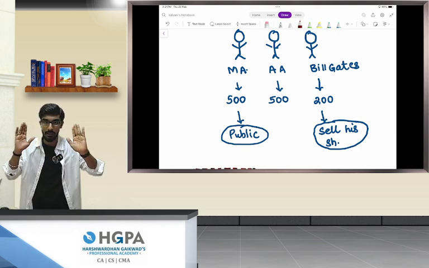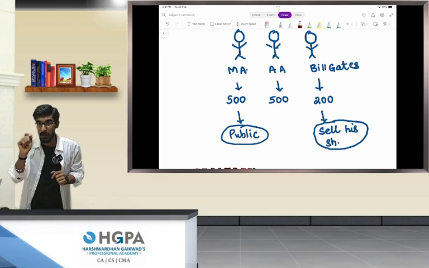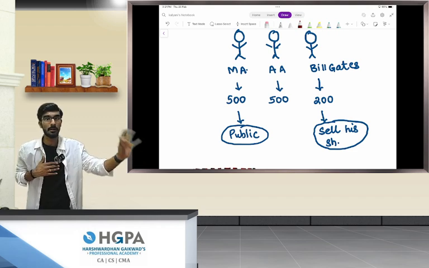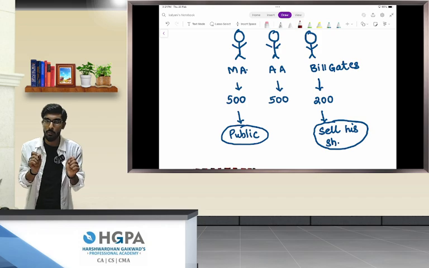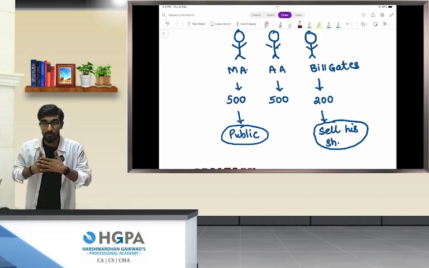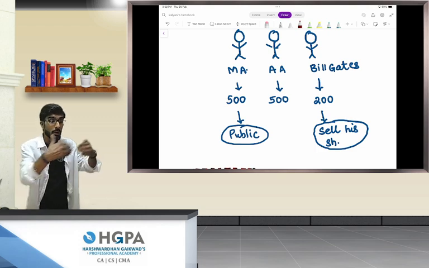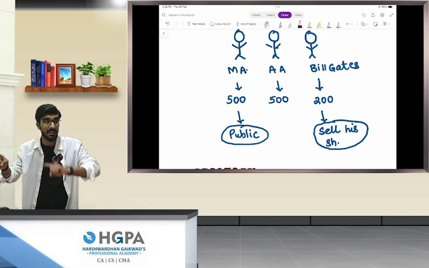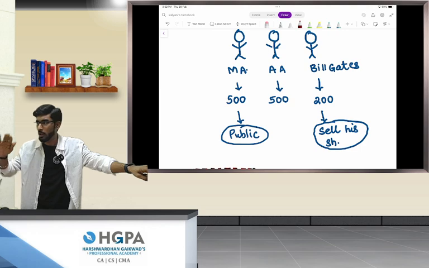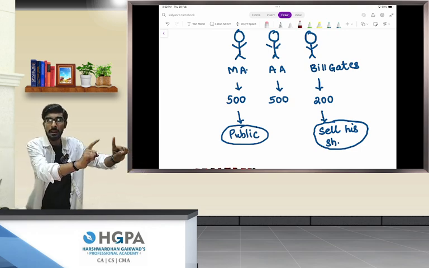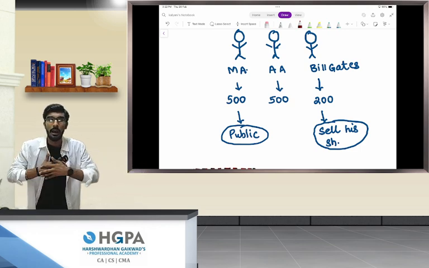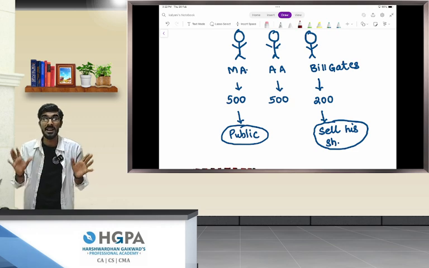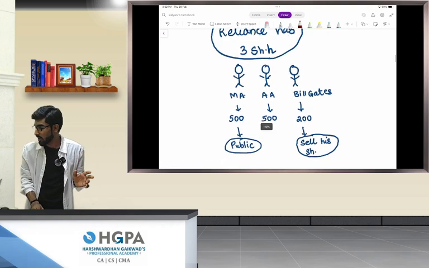Again, I will tell you. Bill Gates, what does he want? He wants to sell his shares. Mukesh Ambani wants his shares to be held with the public. Correct? Now, what Mukesh Ambani will tell Bill Gates is that instead of Reliance Industries issuing new shares to the public, why don't you do one thing? You sell your shares to the public. You will get your money. You are sorted. Public will get our shares. Public is sorted. And I am also sorted because my shares are held with the public. This is called offer for sale.